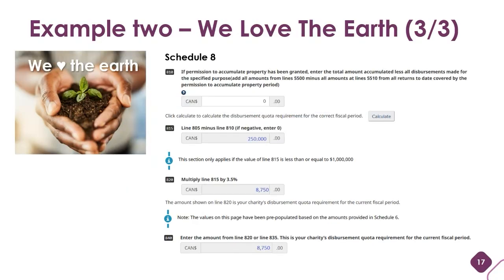Now, we multiply the average value of the property by 3.5% because the average value is below $1 million. So $250,000 times 3.5% equals $8,750. This means that We Love the Earth's disbursement quota for 2023 is $8,750. And you would put this amount on line 820, and it will automatically populate for line 840 in Schedule 8. Always double check these numbers are appearing in both spots.